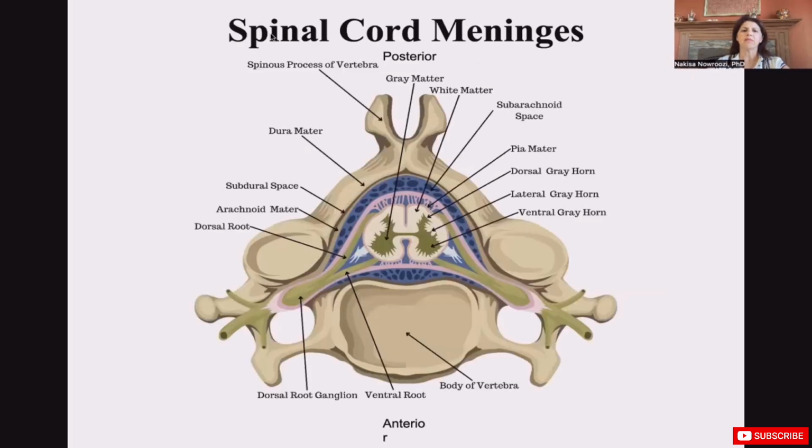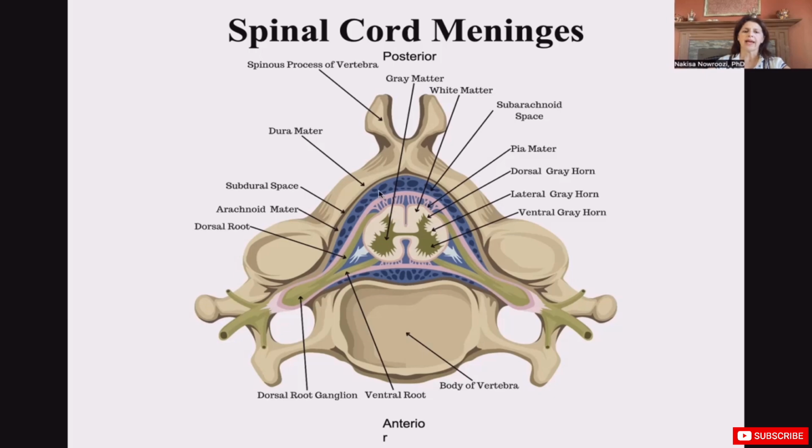Here we're looking more at a cross-section of the spinal cord to look at the meninges in the spinal cord. This is the anterior end. This is the posterior end. How do I know this is posterior? Because spinous process of vertebrae is a posterior feature. Body of vertebrae is an anterior feature. And I'm looking at it superiorly.